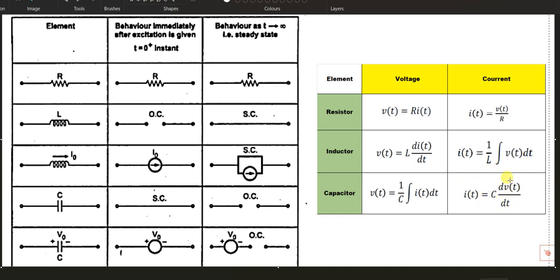This table is very, very important. I am telling again and again. If you make this one mistake, if by mistake you write it the other way, it is wrong. Current is equal to C into dV by dt. For an inductor, voltage is equal to L into dI by dt.